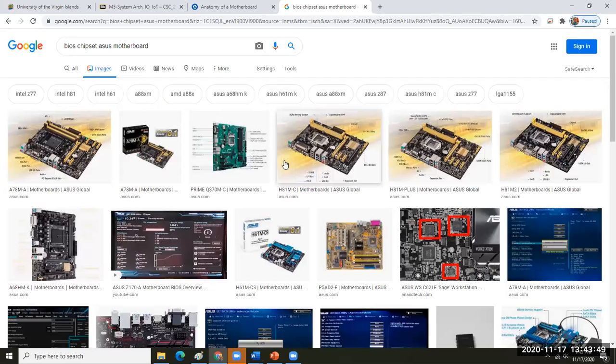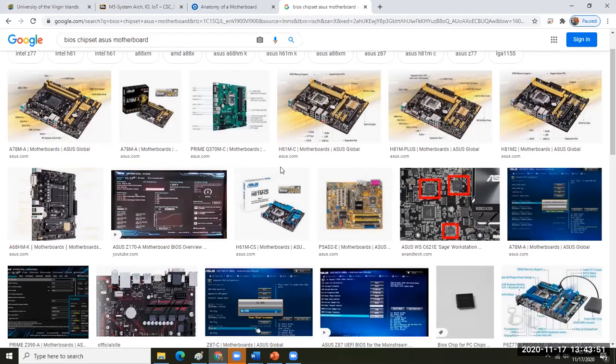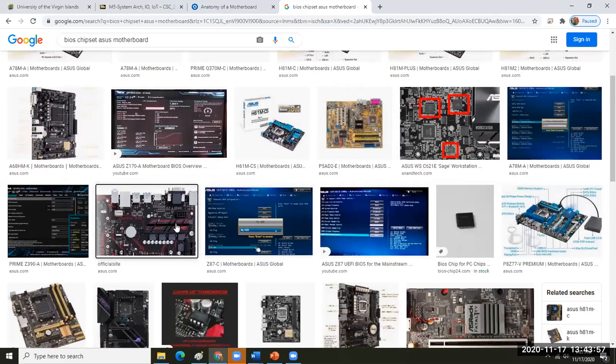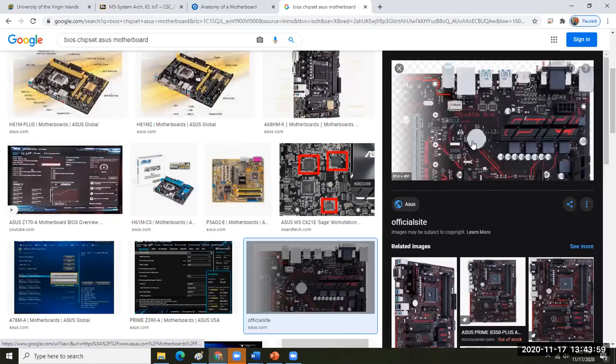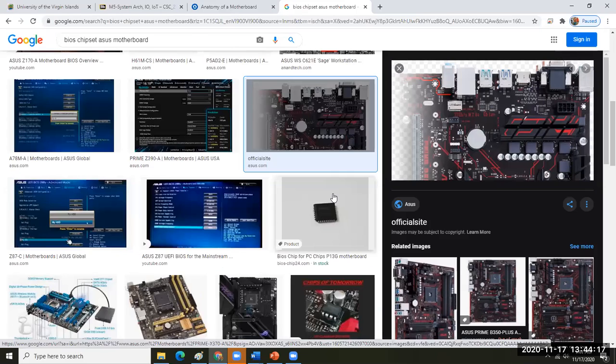So, BIOS chipset. BIOS chips are smaller chips that sit directly on the motherboard, and it takes this little battery cell. It's a watch cell battery that sits on the motherboard, and that keeps the BIOS fresh and active.